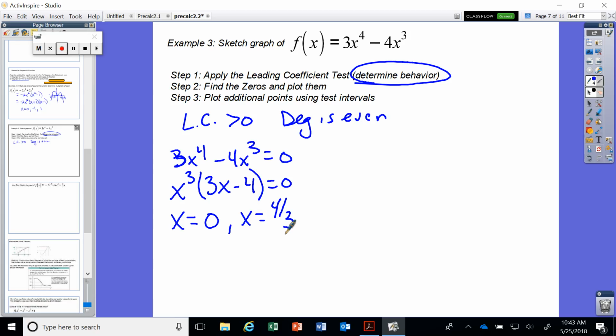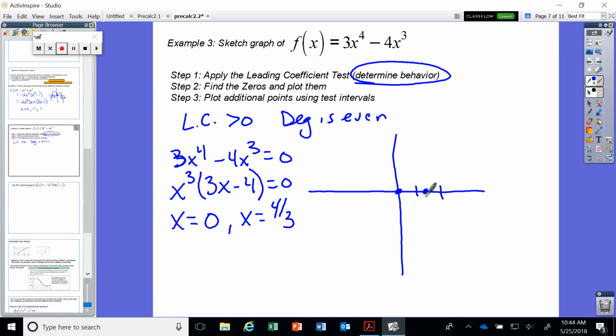And so we have x-intercepts occurring at (0, 0) and at (4/3, 0). So first and foremost, what I would do is go ahead and plot those ones. Then somewhere between 1 and 2, excuse me, we're going to have another one in there where it's going to cross. Now we just want to plot a couple additional points in here to figure out what's specifically happening.